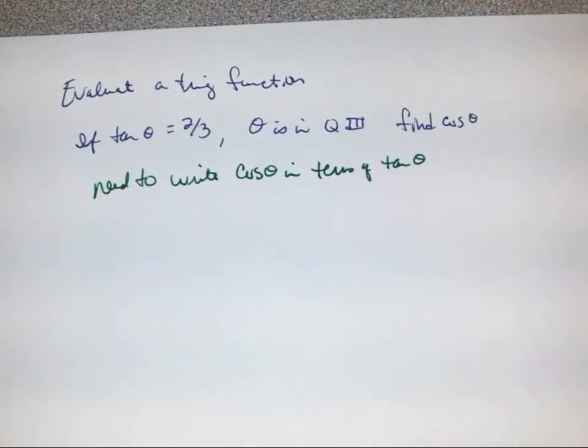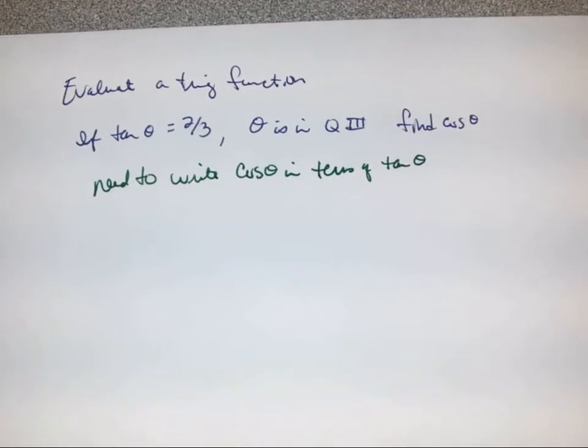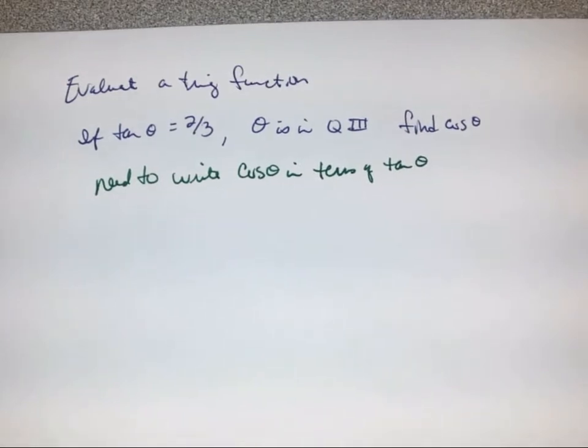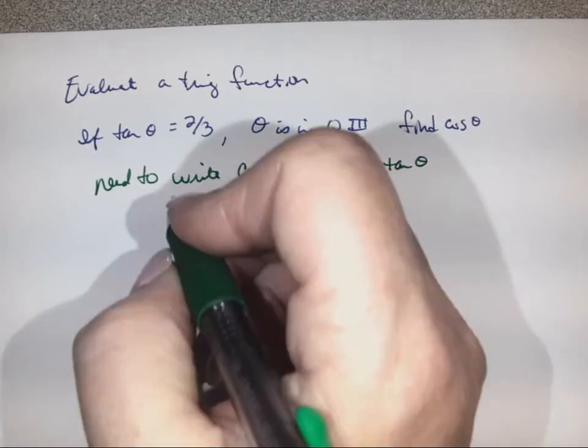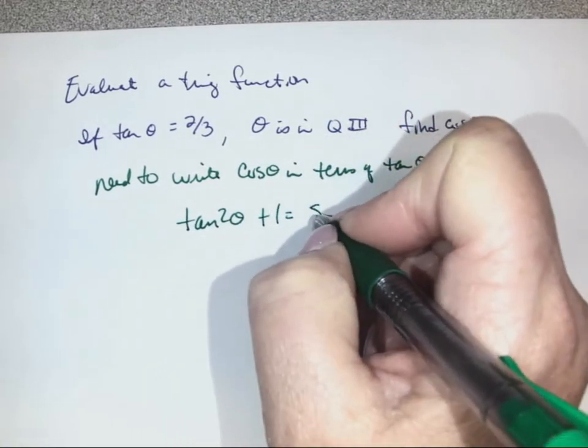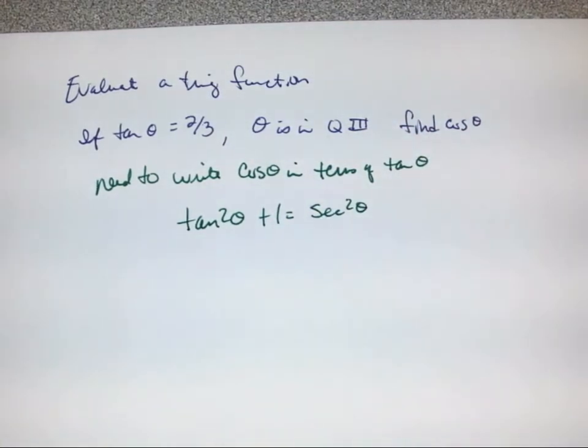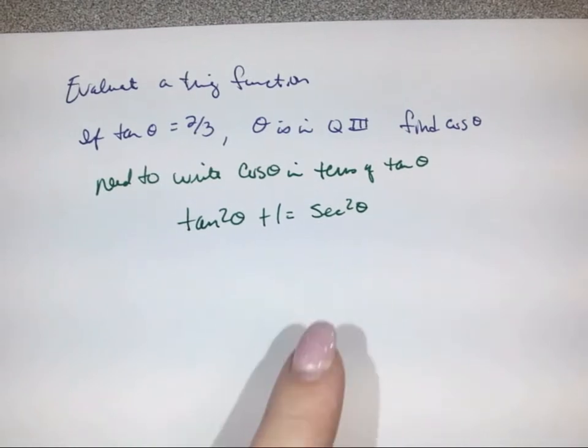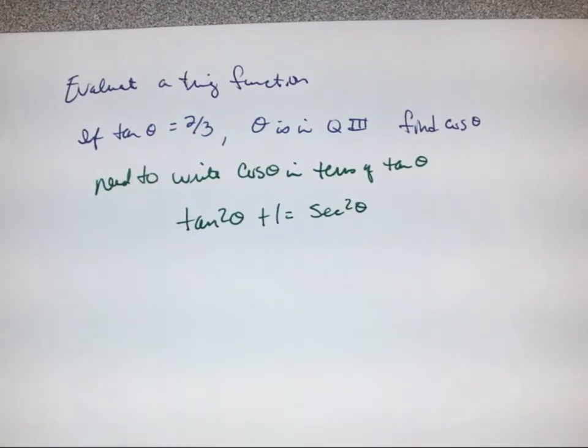So how are we going to do that? Well, this is getting a little bit into our identities. If we remember our trig identities, we have a trig identity that tangent squared theta plus 1 is equal to secant squared theta. And this can help us because we know that secant is the reciprocal identity of cosine. So that's where we can use this to get where we need to be.